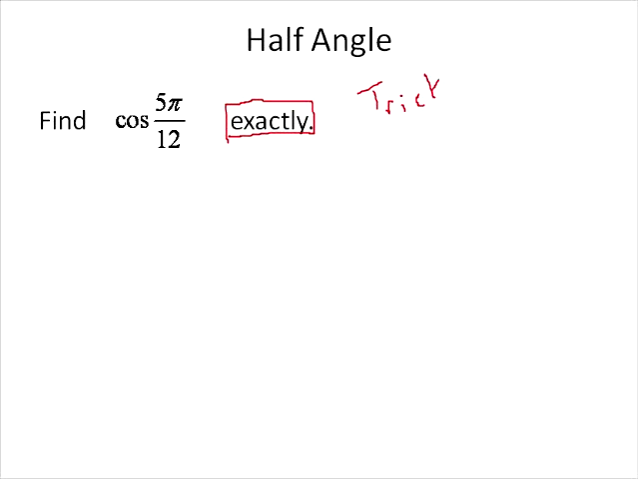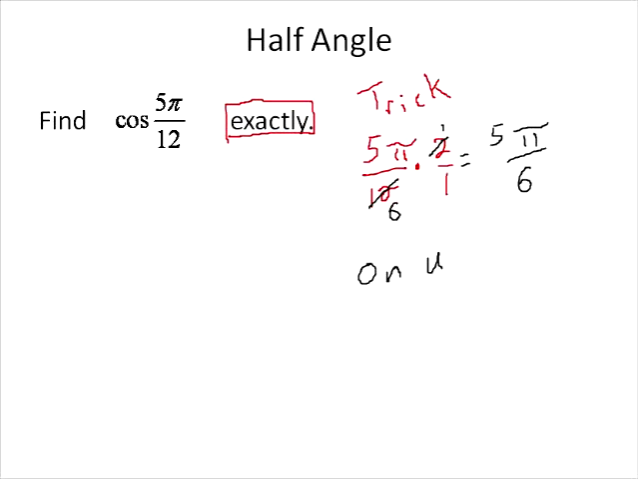So what I'm going to do is multiply it by 2 times a 2. 5 pi over 12 times 2. Let's see, the 2's will kind of cancel. 2 goes into 2 once, into 12 6 times, so I'll wind up with 5 pi over 6. Now 5 pi over 6 is on the unit circle, which is what I want.